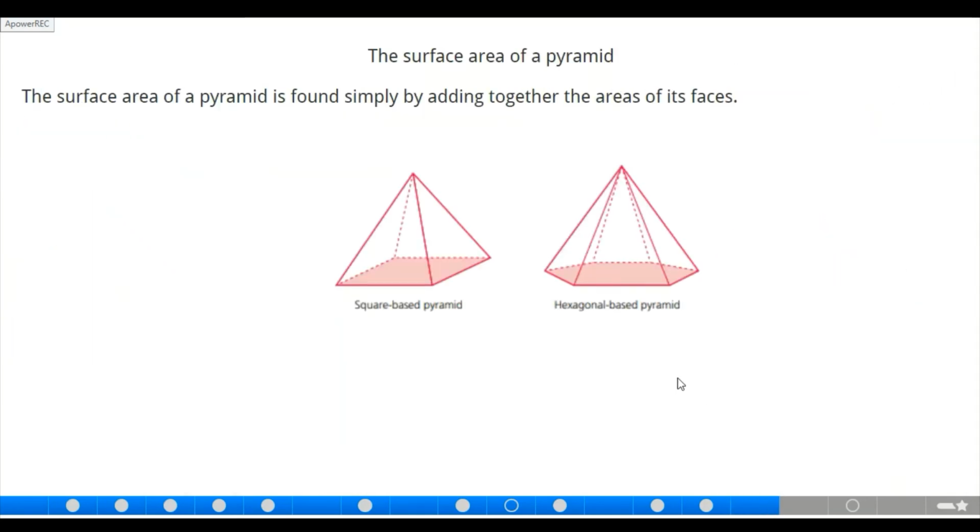Okay, and the next one we are looking at here is the surface area of a pyramid. The surface area of a pyramid is found simply by adding together the areas of its surfaces. We have plane surfaces, so if you want to get the surface area of a pyramid, all we need to do is add up the areas of its faces.